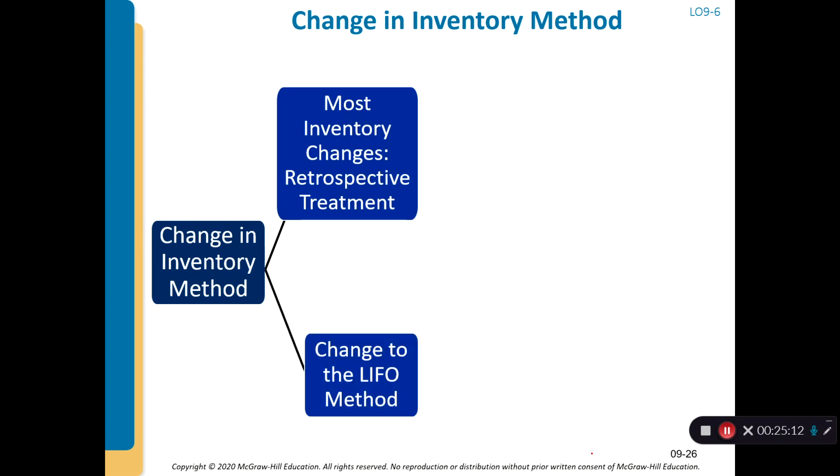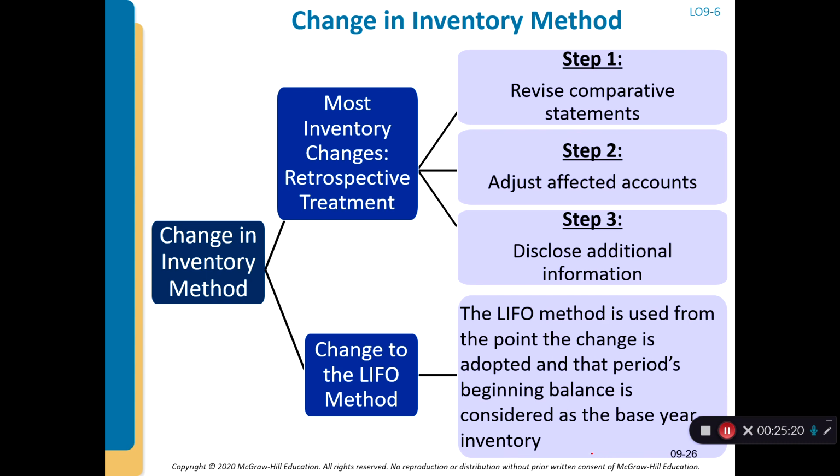Okay. So the third topic that we want to talk about is how to change an inventory method, if you wanted to. First of all, there are two categories. Most inventory changes use a retrospective treatment, meaning that we have to revise all comparable statements, adjusting all the affected accounts, and also disclose all relevant information. But if you change to the LIFO method, that's a different story.